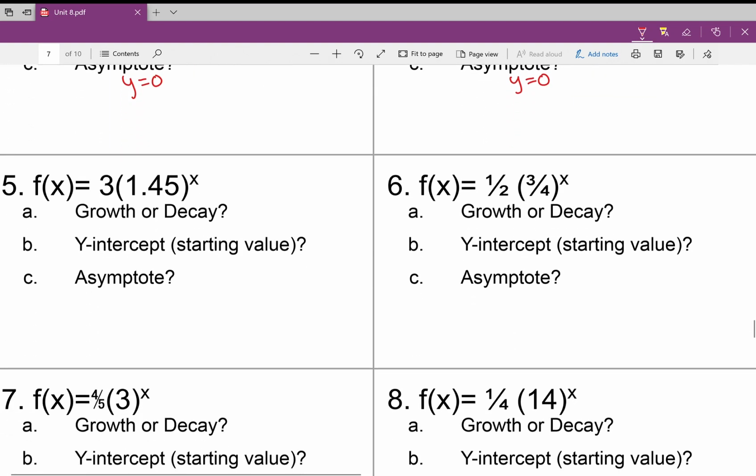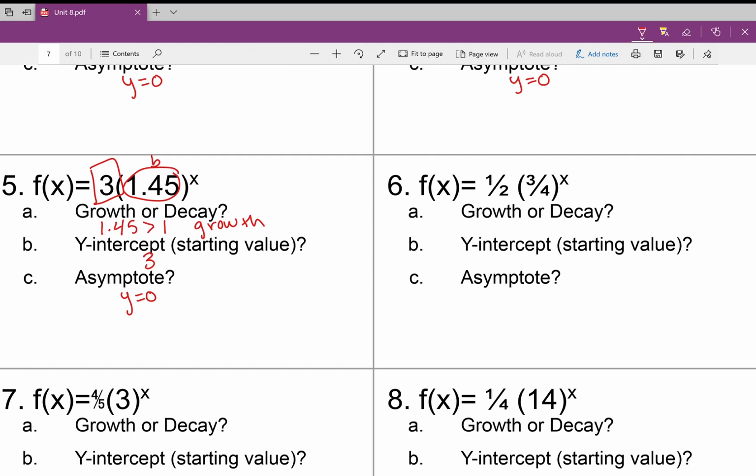Okay, now you're working on number 5. I want you to tell me if it's a growth or a decay, what the y-intercept is, and what's the asymptote. So what you should have done is looked inside the parentheses, because this is our b value, and notice that 1.45 is bigger than 1, so that means it's a growth. And then the y-intercept is always the number outside of the parentheses, so in this case 3. And then the asymptote is always y equals 0.